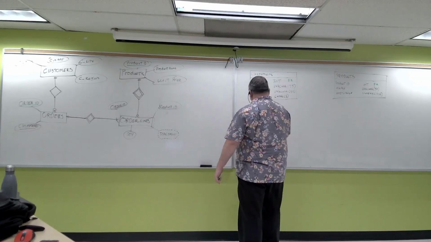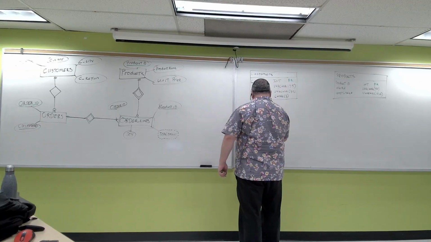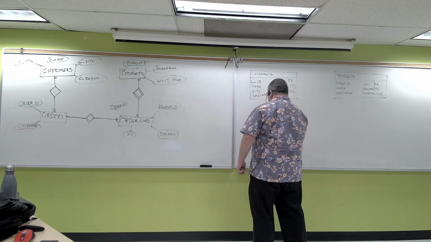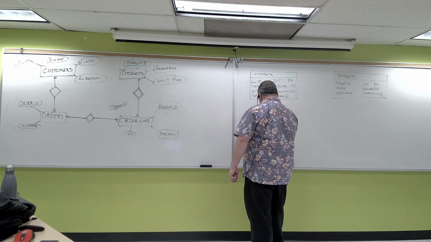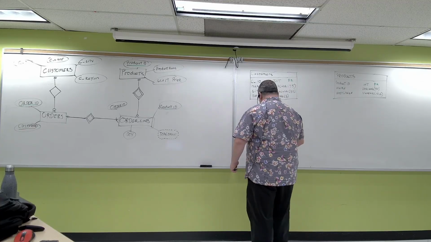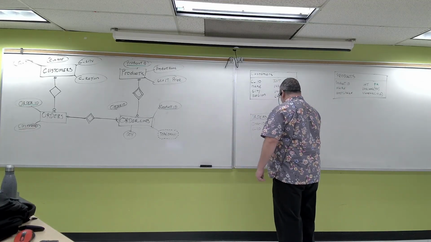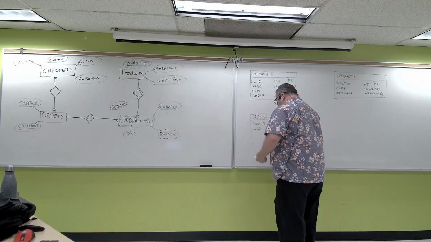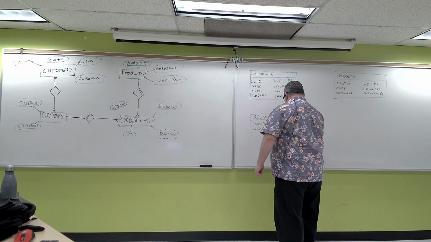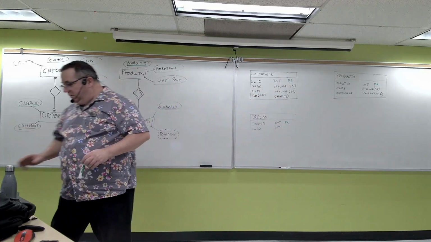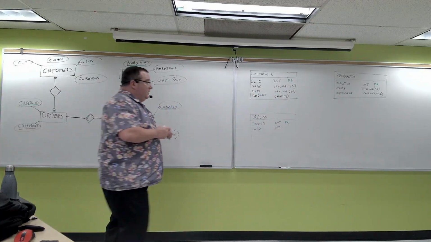Now we got orders. This one's pretty straightforward. We got order ID and the customer ID. They're both going to be ints. This is our primary key. And this one's a foreign key.